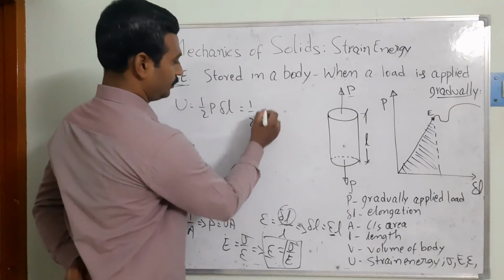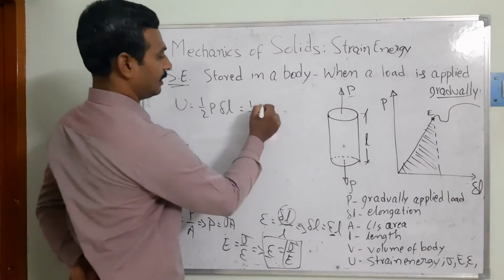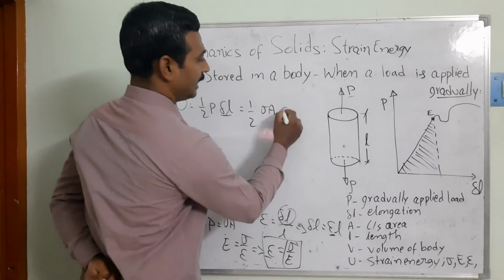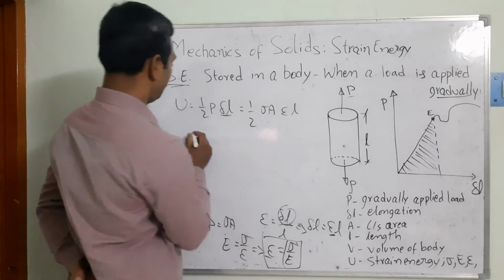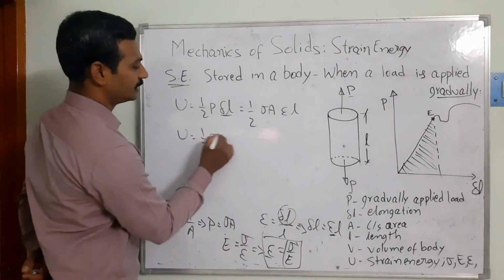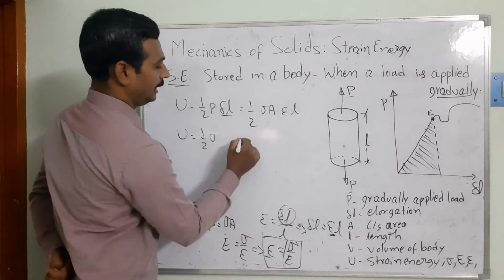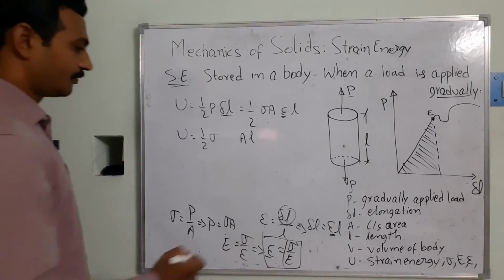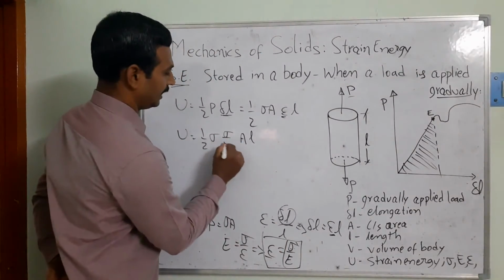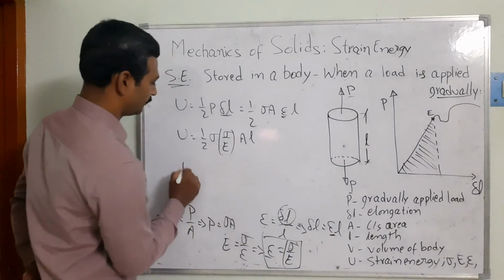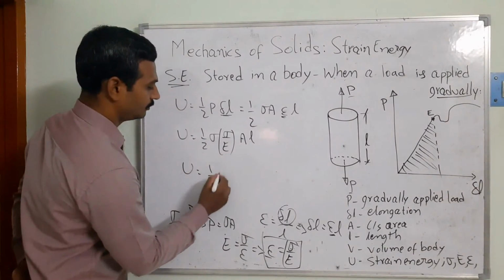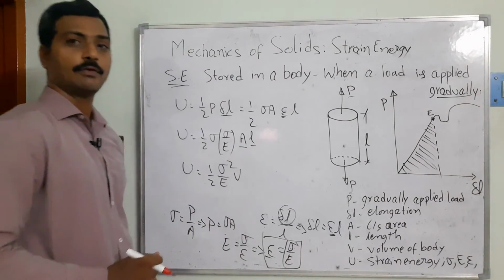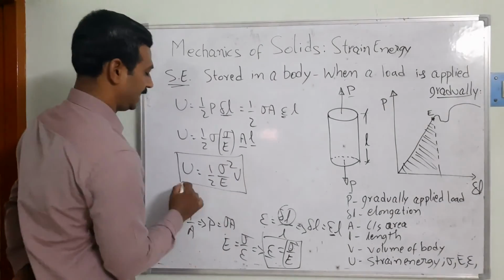So here I am substituting the P value. That's going to be half into sigma into A, right? And del L is equal to epsilon into L. Then again, U is equal to half into sigma into A L, I am going to write. This is going to be your strain. So the strain is equal to sigma by E. And further simplification of this equation is equal to half into sigma square by E, area into length, I can write the volume, right? So this is going to be your strain energy equation.